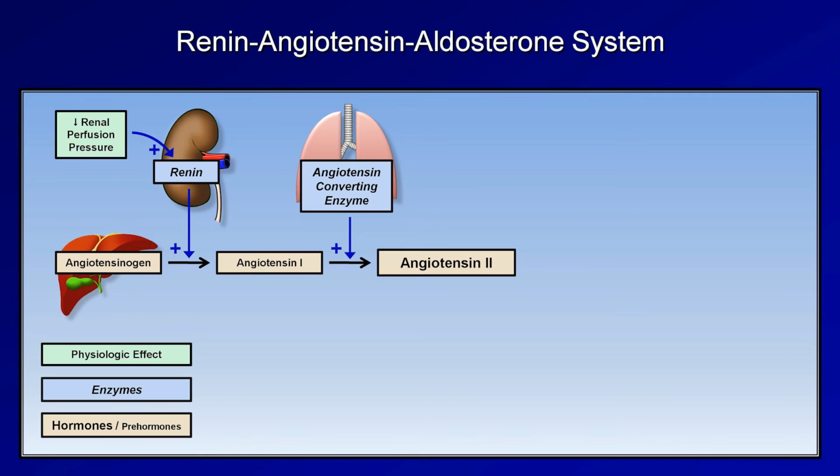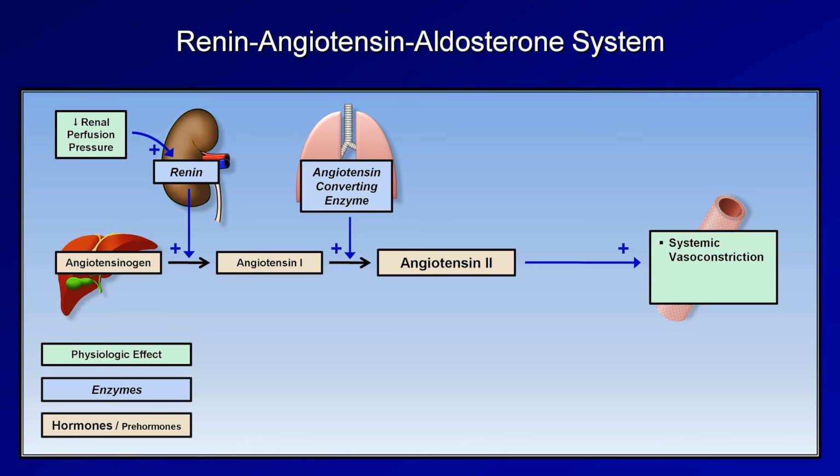Angiotensin-2 has three major effects related to blood pressure. First, it leads to systemic vasoconstriction of the arteries. Second, it leads to increased renal sodium reabsorption in the kidneys. This sodium reabsorption results in increased water reabsorption, which then expands blood volume.